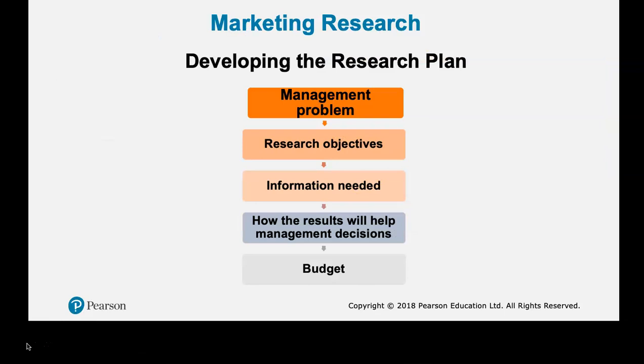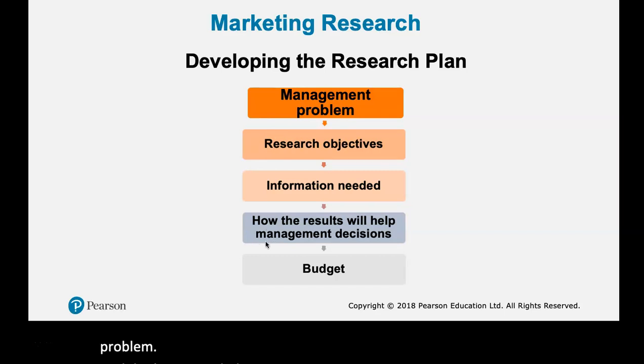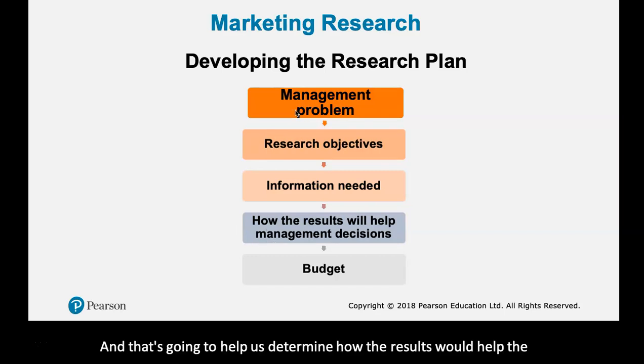When we're developing this plan, we have to remember we have this problem that we're trying to get information on to help us solve. And so defining that problem and then determining what our research objectives are. And then once we have our objectives, we have to determine what type of information we're going to need that's going to help us reach those objectives and help us solve this problem. And that's going to help us determine how the results will help management make decisions that will ultimately solve the problem.